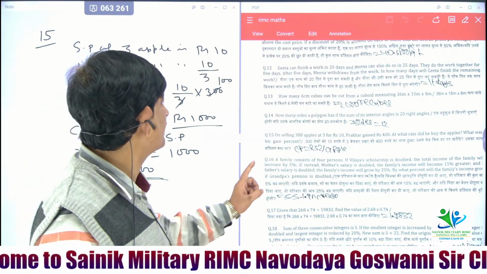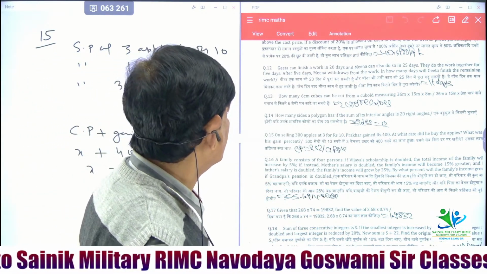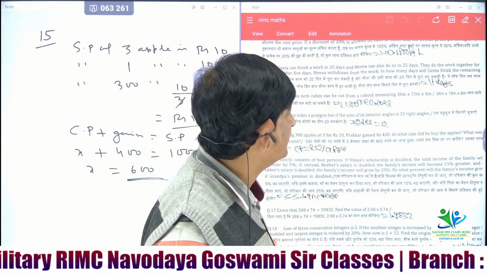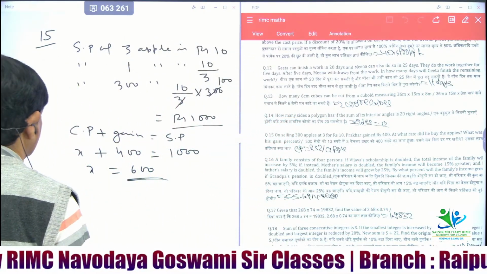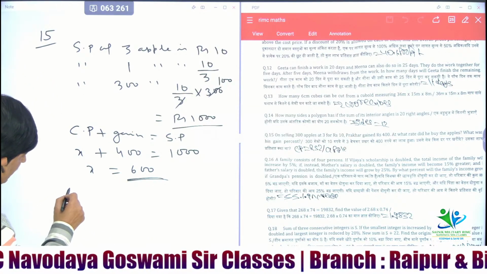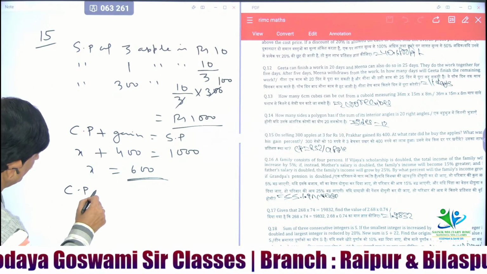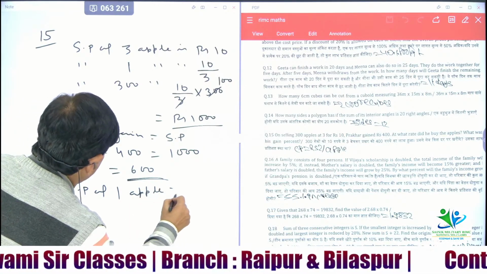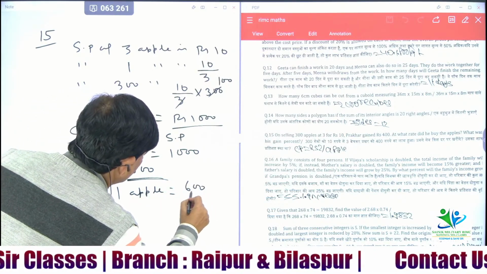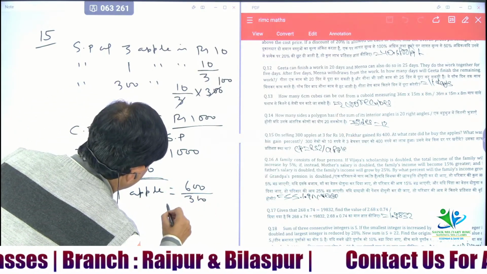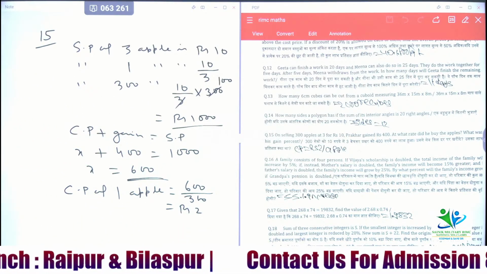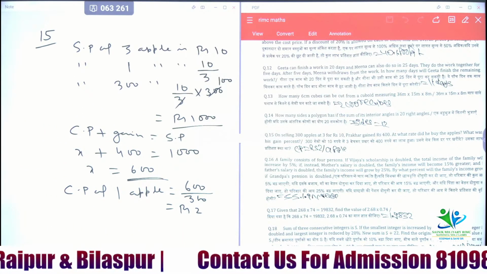तो फर्स्ट पार्ट क्वेश्चन में यही पूछा है कि at what rate did he buy, what rate पूछा है. तो now CP of 1 apple you have to find. Here total is 600, total apple is 300. That means rupees 2. That means he purchased the apple at rupees 2 per apple.